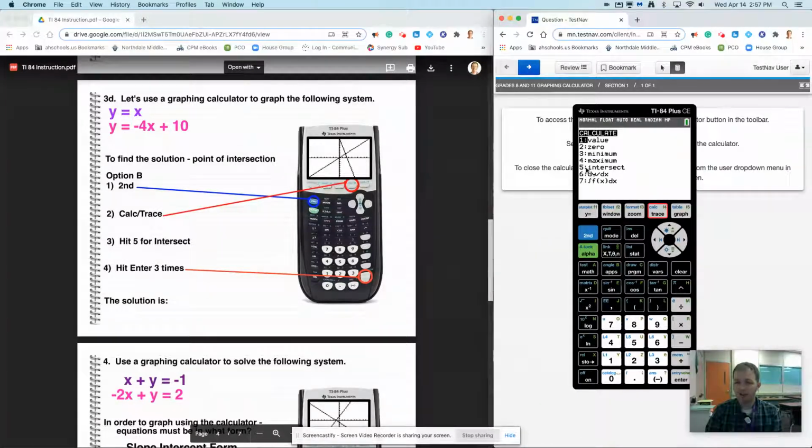And then here I can use the intersect point. So I'll go down to 5 for the intersect point because I want to find out where these 2 lines intersect. So I'll click enter. And now we just want to hit enter 3 times.